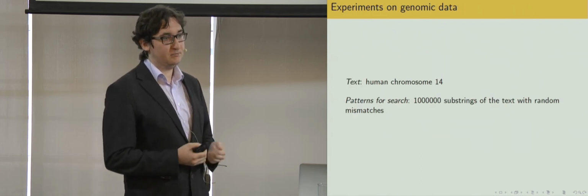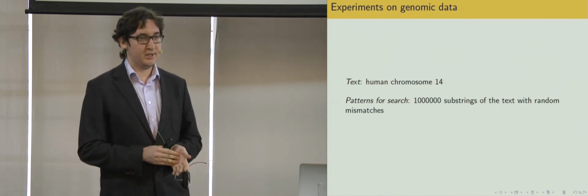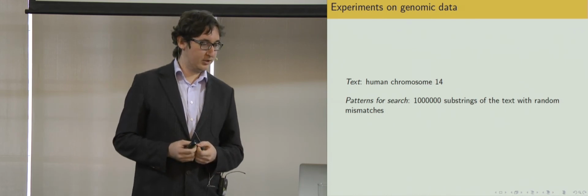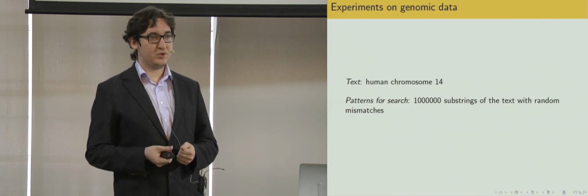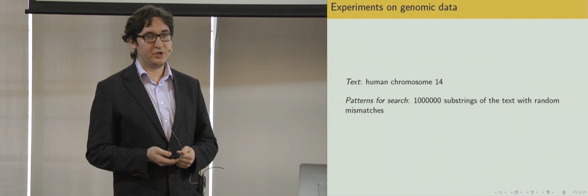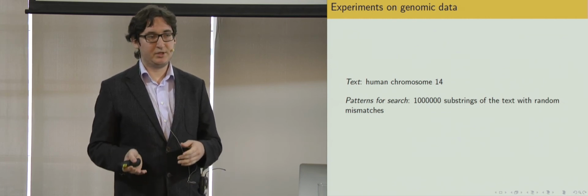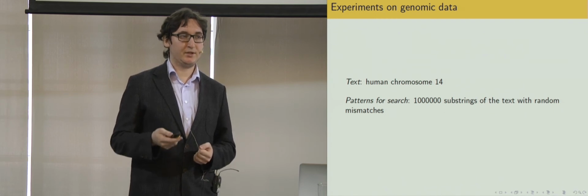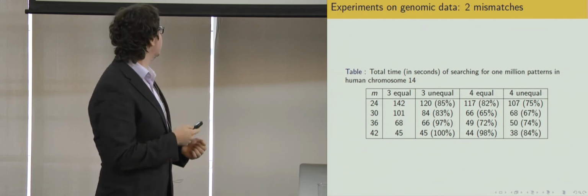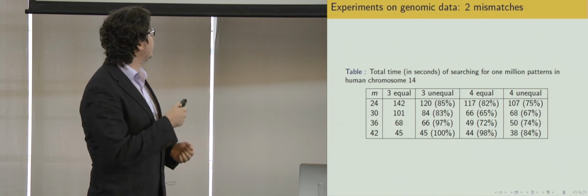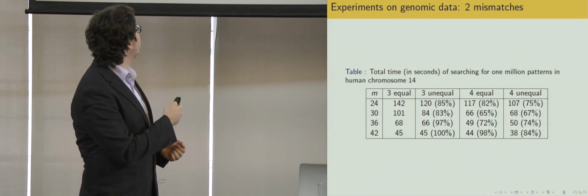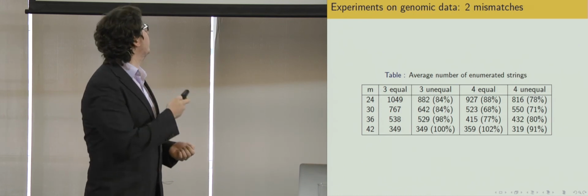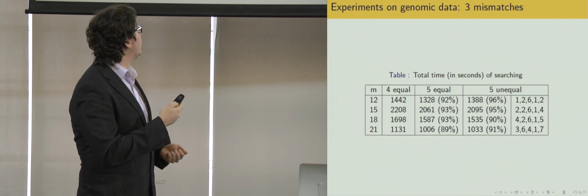We did experiments. We used human chromosome 14 as a text, and its random substrings as patterns, and searched these patterns in the text for the 2 mismatches case and the 3 mismatches case. We used different search schemes, equal sized parts, not equal sized, and k+2 parts, and compared them both in terms of number of enumerated strings and total running time. Here are tables presenting the results. You can see that both our ideas can bring improvement, and moreover, the running time and number of enumerated strings are in strong correlation with each other. These were tables for 2 mismatches, and here are for the 3 mismatches case.